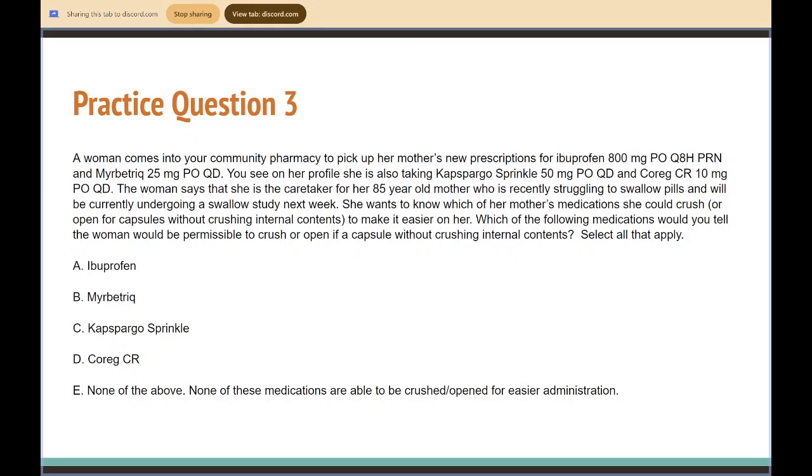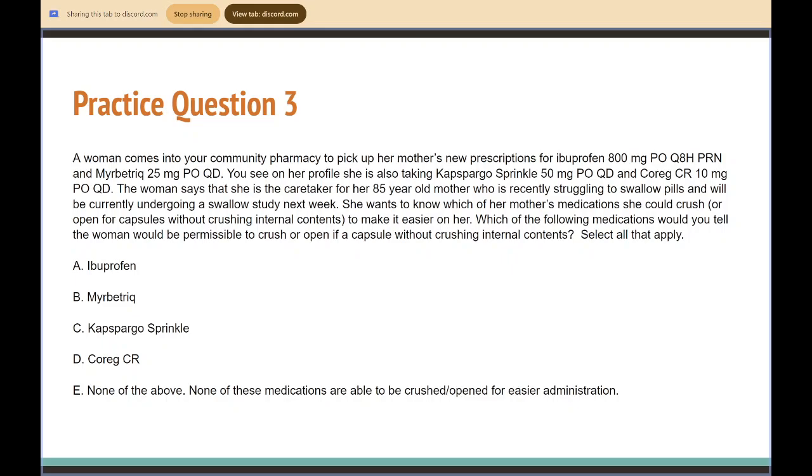All right. Now let's talk about choice C. Many of you chose it. It is an extended release capsule of metoprolol succinate, and even though it's extended release, Sprinkle should have given it away. The capsules may be opened and placed in a teaspoon of applesauce, pudding, or yogurt. You do want to administer it within 60 minutes of mixing it with the soft food. You don't want to store it for future use.